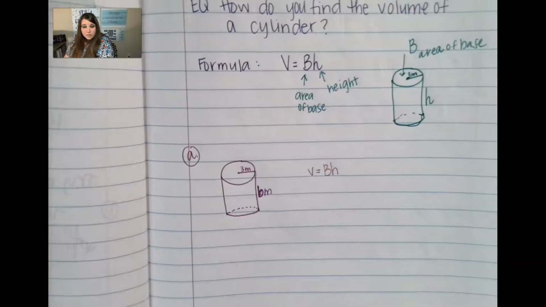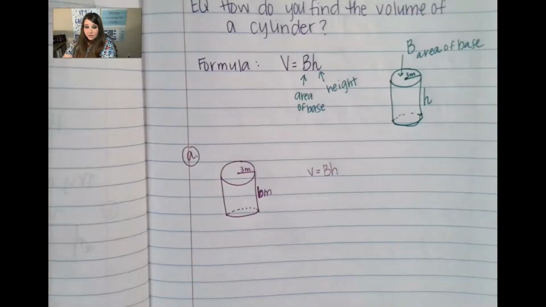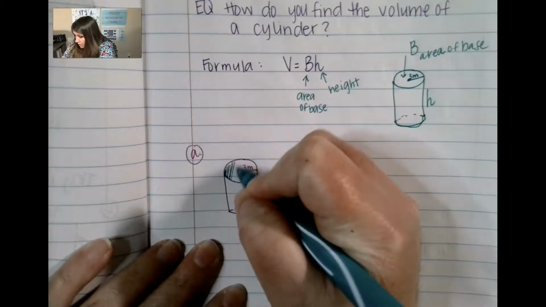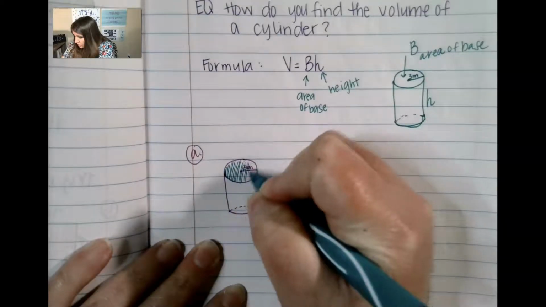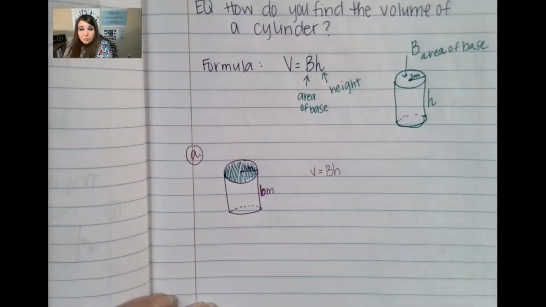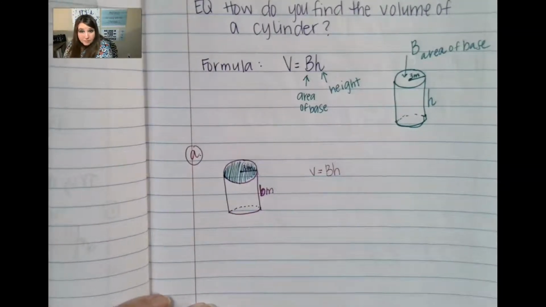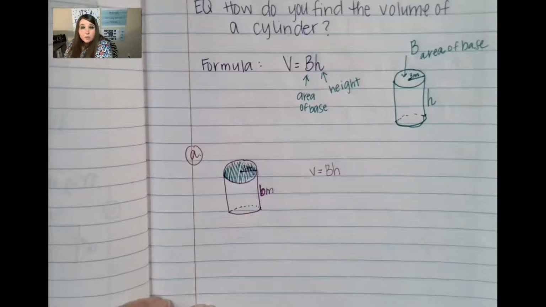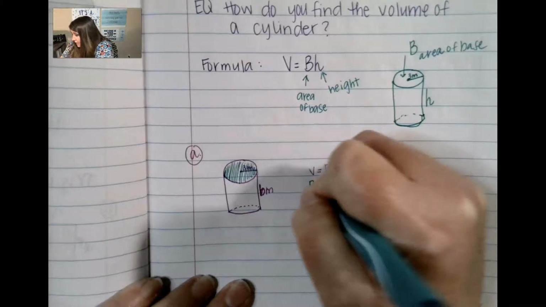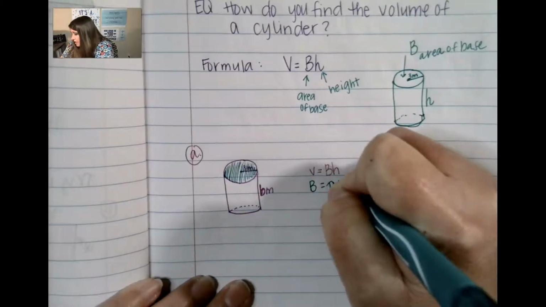So the first thing that we need to look at is, what is the area of our base? Well, the base is going to be this part right here of the cylinder. It's going to be one of the edges of the can, either the top or the bottom. And we can see the top of the can, so that's why we're going to use the top of it. So we're going to do pi r squared to find the area. So the area of the base equals pi r squared.